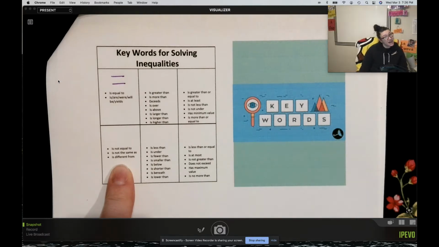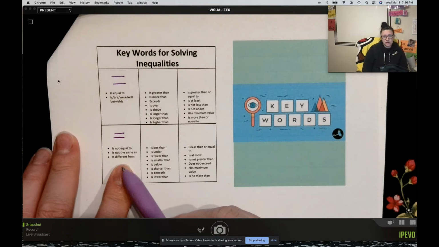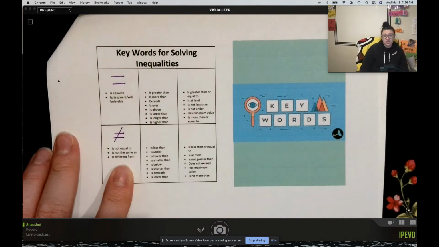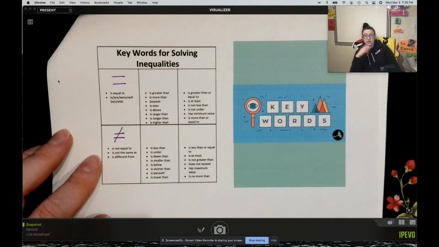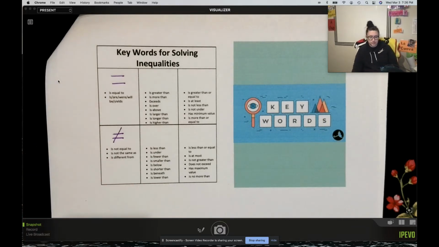If something's not equal to something, what do you think I do to my equal sign? I put a line through it. It's not equal. You think about like when you see a no talking sign, there'll be a slash through it. Or a no smoking sign, they'll put a slash through it.